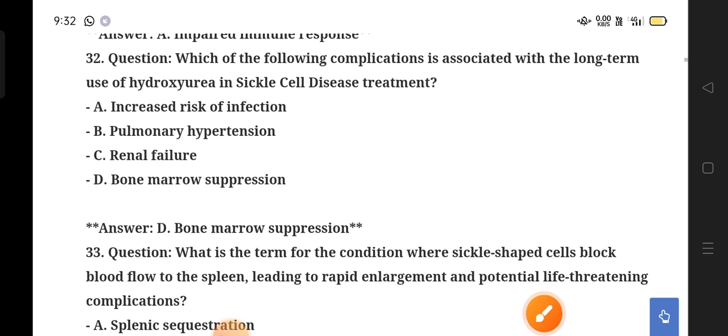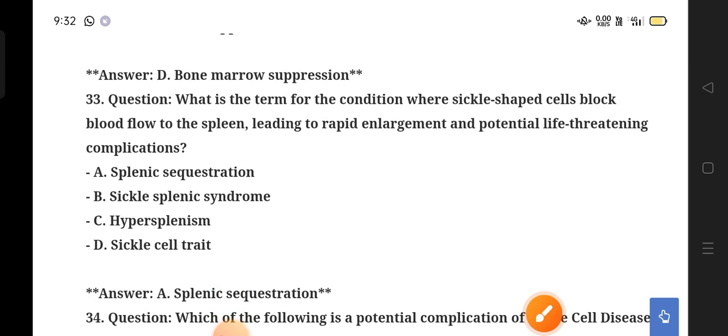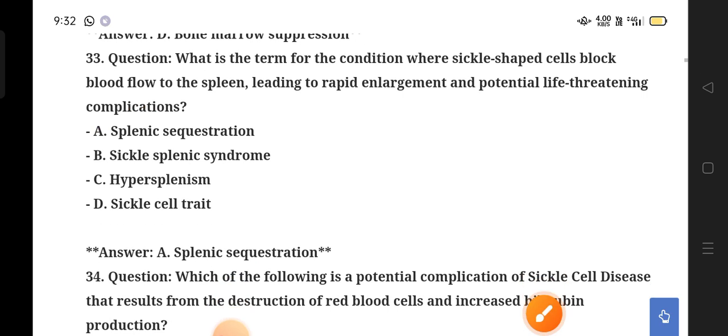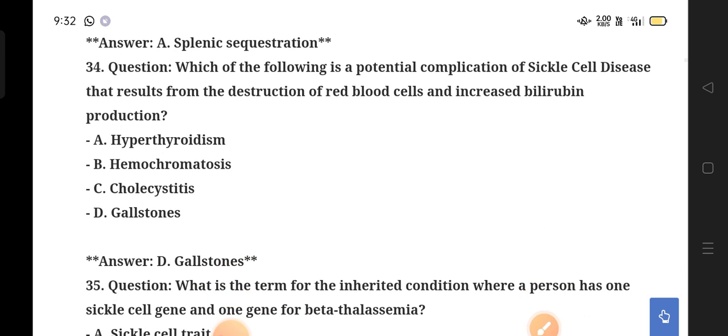Next one is, which of the following complications is associated with the long-term use of hydroxyurea in sickle cell disease treatment? Option B, bone marrow suppression. Next, what is the term for the condition where sickle shaped cells block blood flow to the spleen, leading to rapid enlargement and potential life-threatening complications? Option A, splenic sequestration.